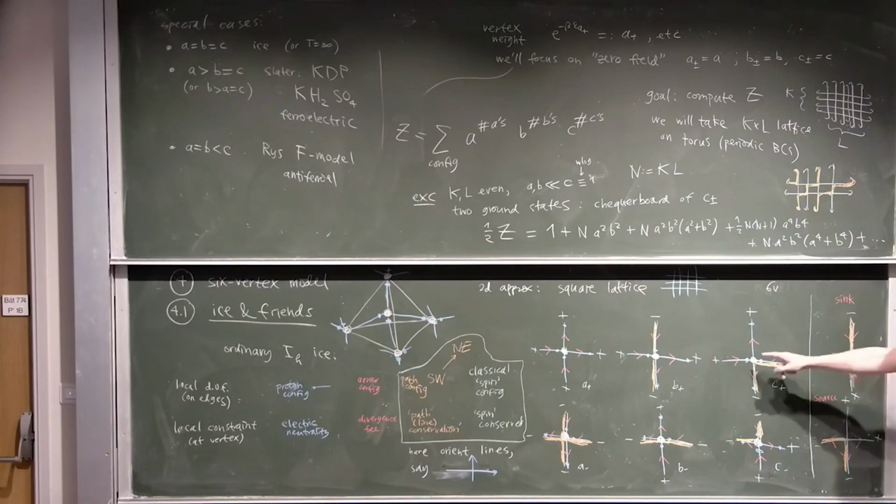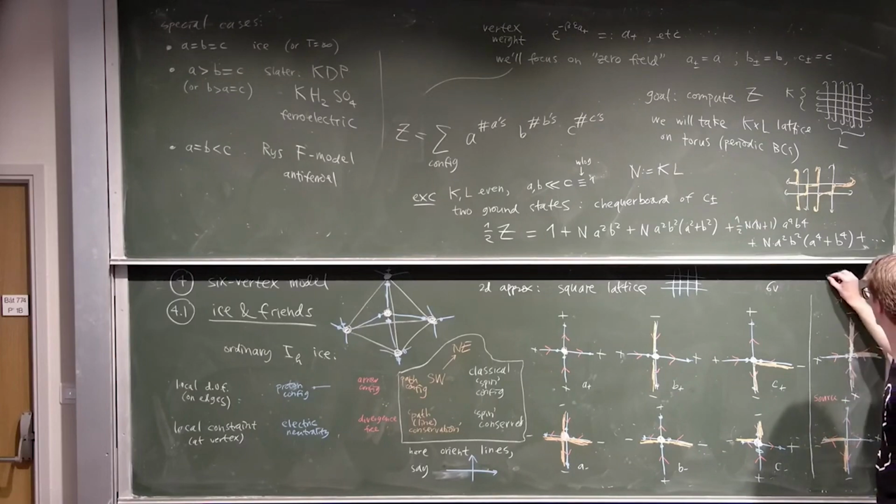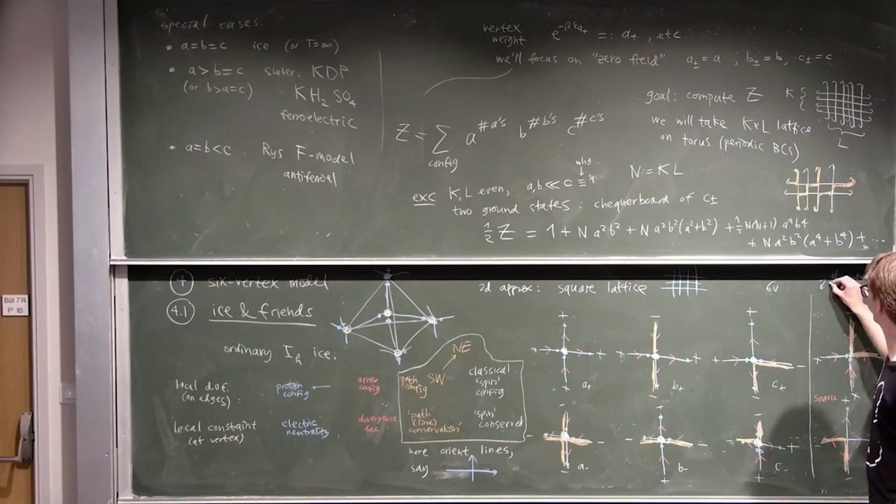In terms of the good old ice picture, what it means is that now here we have 4 protons sitting right around the oxygen, or we have 4 protons sitting very far away from the oxygen. So it breaks electric neutrality. And in terms of the green language, it kind of breaks the spin conservation.